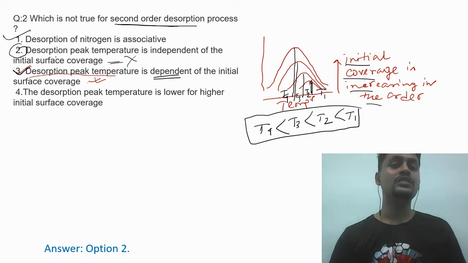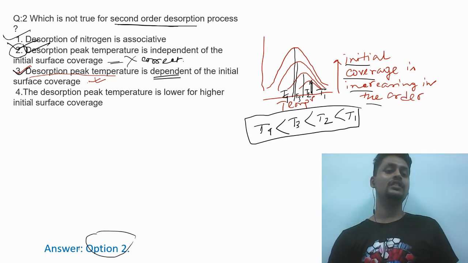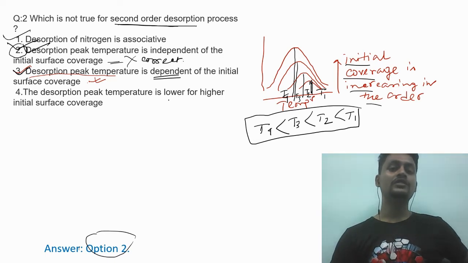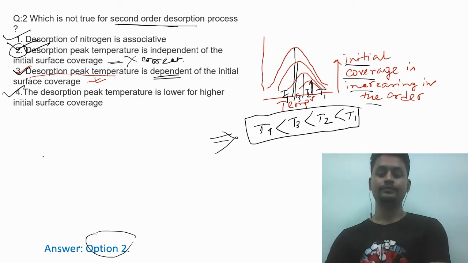So the option saying desorption peak temperature is independent of the surface coverage is obviously wrong. This is not correct, and that is what they have asked. This will be your answer, option 2. Now, the fourth option, let me check it. The desorption peak temperature is lower for higher initial surface coverage. That we already discussed, so this is also true, right? So the answer will be option 2.